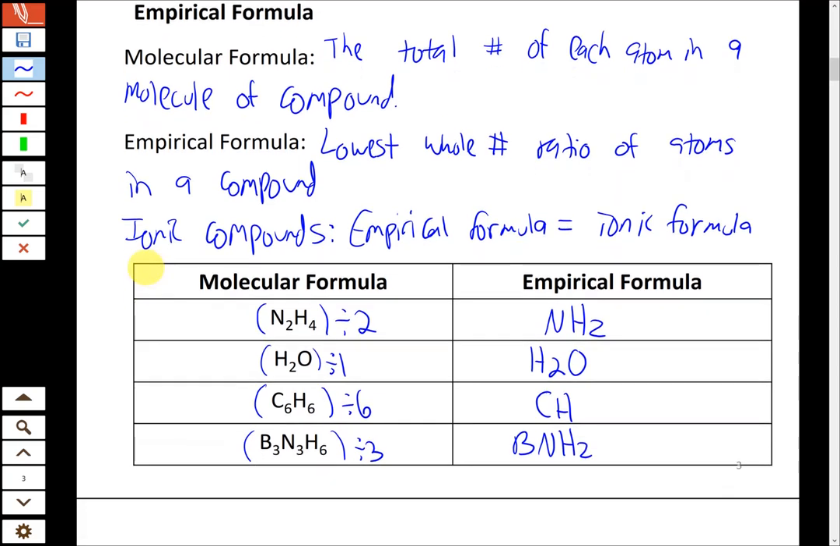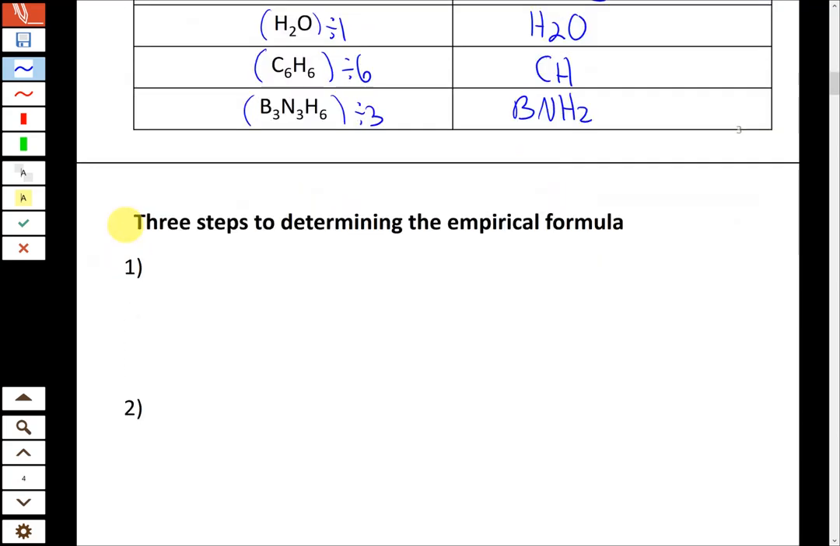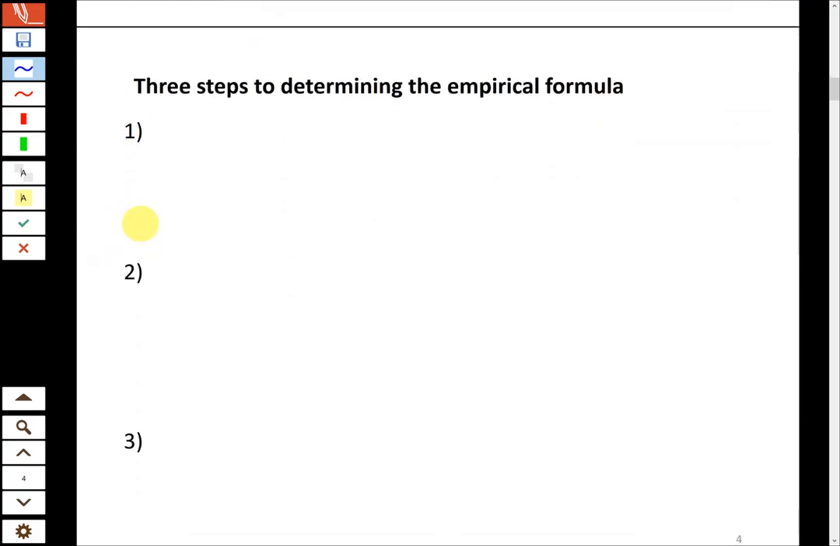But anyway, that's the relationship between molecular formula and empirical formula. The molecular formula is always some whole number multiple of the empirical formula. So again, to convert between them, we divide by the greatest common factor. That's how we define it. So let's talk about the steps for determining the empirical formula of a compound if we are given mass compositions.